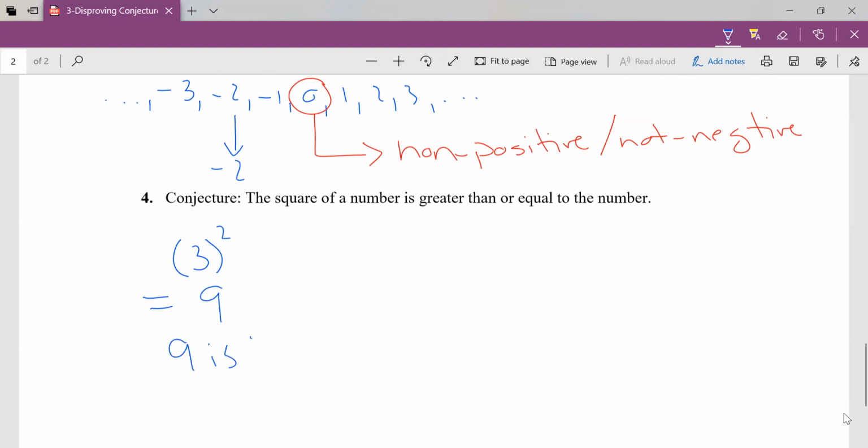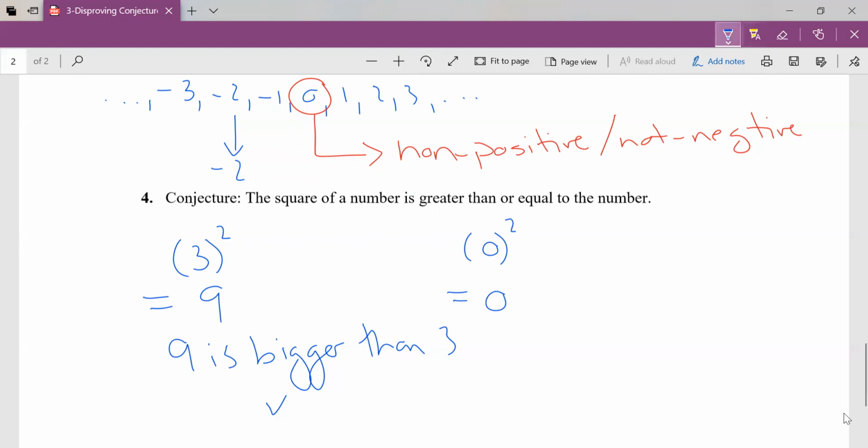So what this says is that 9 is larger than 3. Correct. So there's an example that shows the conjecture is somewhat true. Well, it's greater than or equal to. What if I tried 0? I told you just a second ago, 0 kind of messes things up sometimes. Let's try 0. Maybe 0 works. 0 squared is 0. Nah, that works. That follows this person's conjecture because it's equal to.